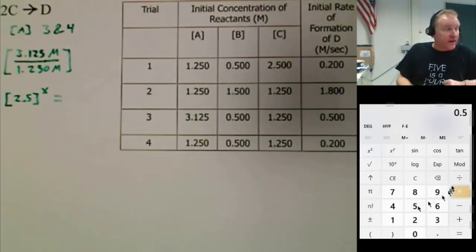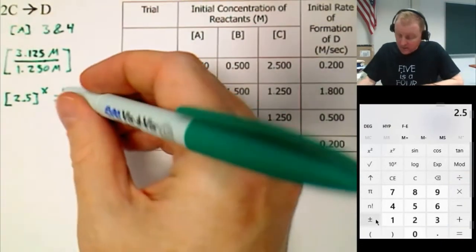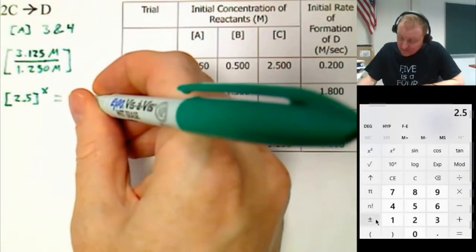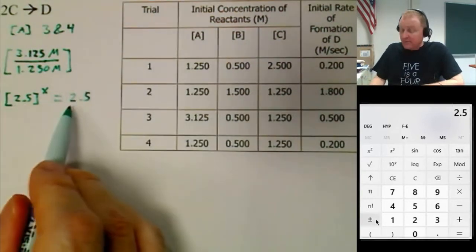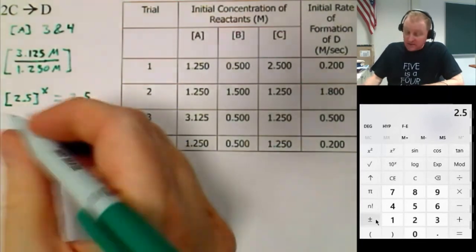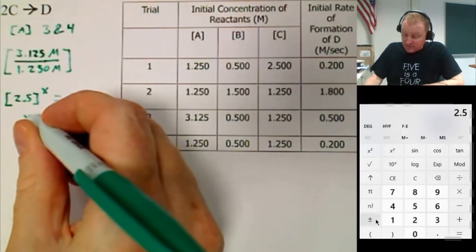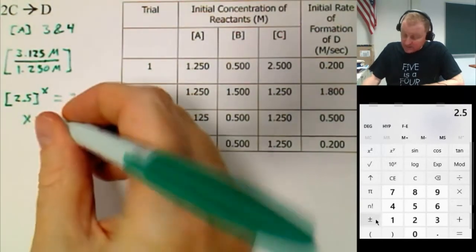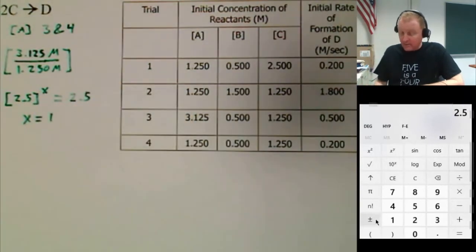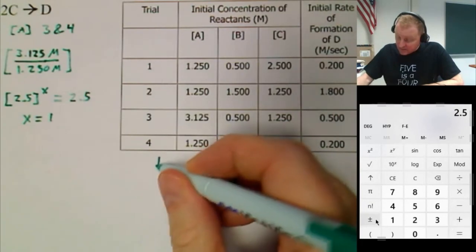So 0.5 divided by 0.2, and we get, well, hey, take a look at this, guys. Isn't that fortunate? As the concentration went up by 2.5, the rate went up by 2.5. So I think it's safe to assume that the rate law for A is 1. So we can start this off.